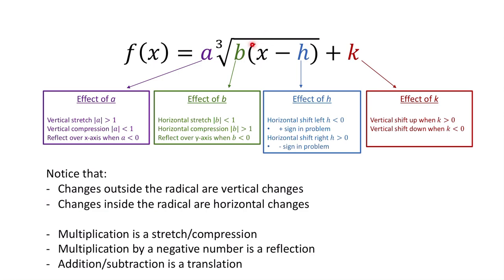So h is going to be kind of doing the opposite of what we think, okay? Because if h is less than 0, it's going to look like a plus sign in our problem. It's going to be like x plus h, and that's actually going to shift left. If h is greater than 0, that's going to end up looking like a minus sign in our problem, so it's actually going to shift our graph to the right.